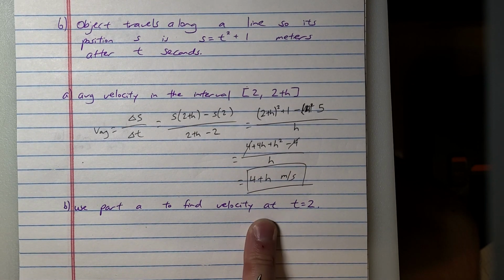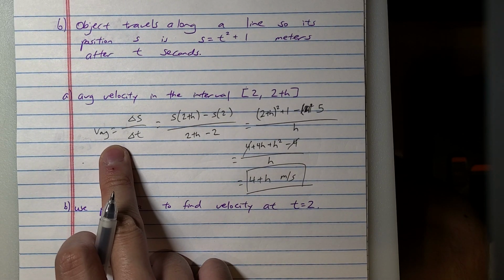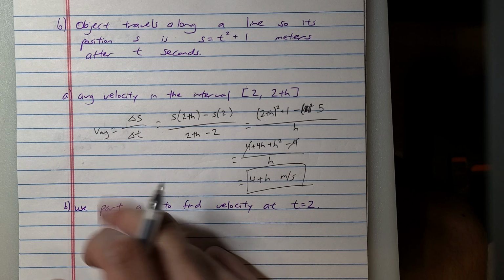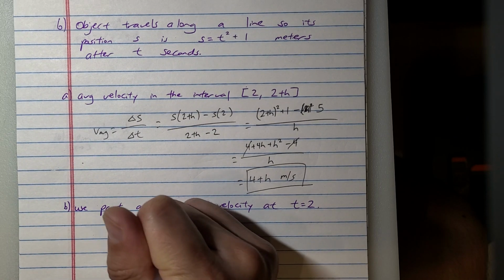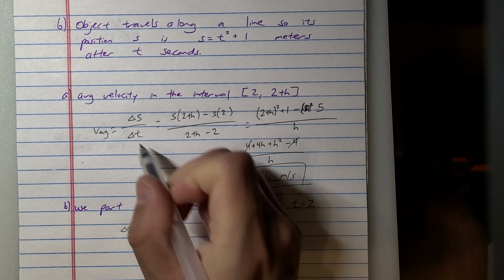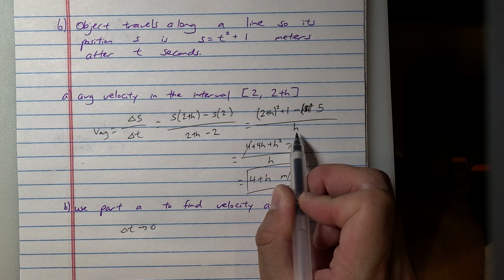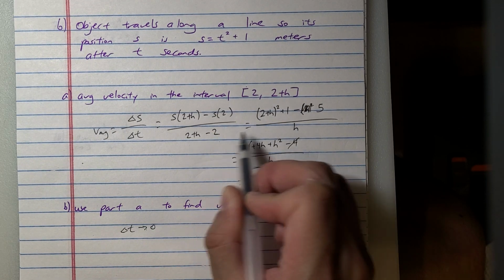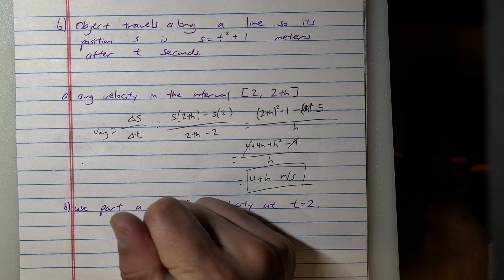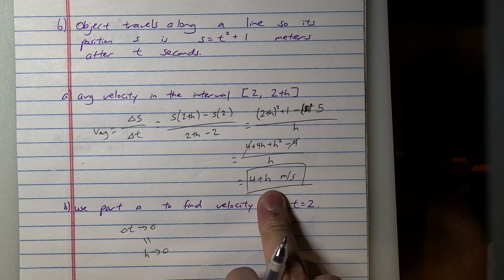So how do we do that? Well, we know the instantaneous velocity is when delta t goes to 0 in this average velocity. Delta t was h here when we simplified. So that is equivalent to the limit as h goes to 0 of the average velocity.